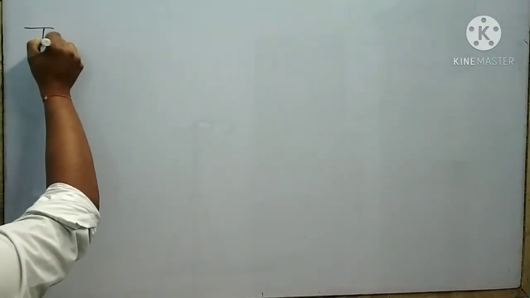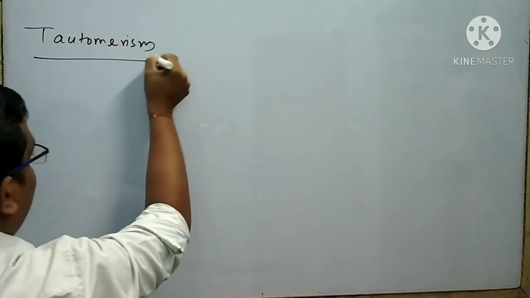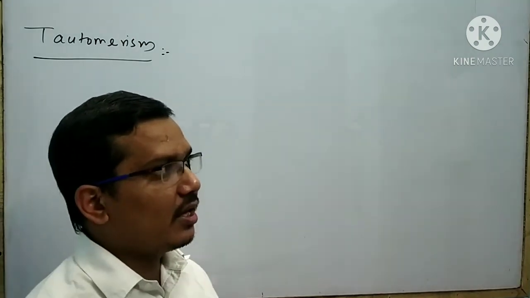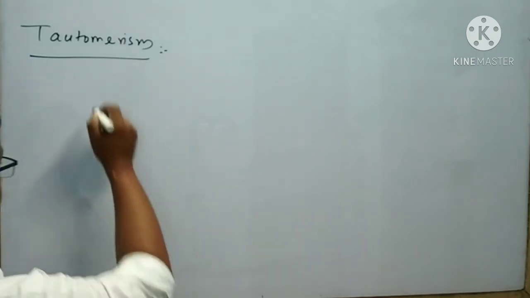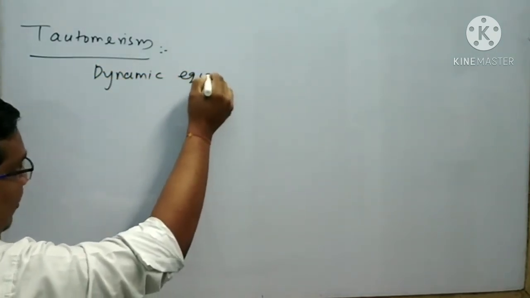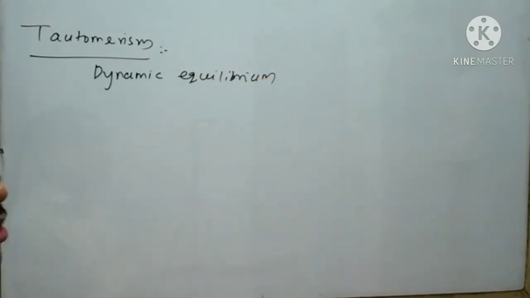Next I want to explain tautomerism. What is the meaning of tautomerism? The compounds with the same molecular formula existing in dynamic equilibrium with each other are said to be tautomers, and the phenomenon is called tautomerism.